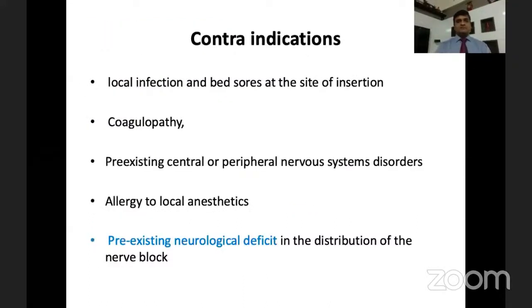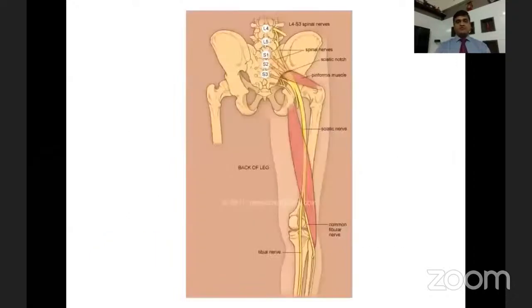Contraindications are local infection and bed sores at the site of insertion, coagulopathy, pre-existing central or peripheral nervous system disorders, allergy to local anesthetics, and pre-existing neurological deficit in distribution of the nerve block.